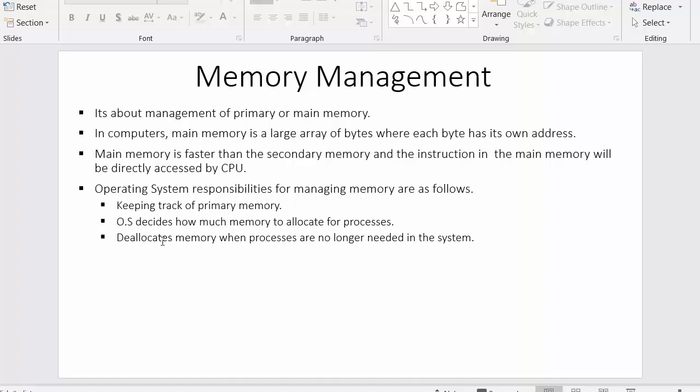So these are a few roles and responsibilities of the operating system with respect to memory. That's all for this video, and I hope you understood what memory management is.